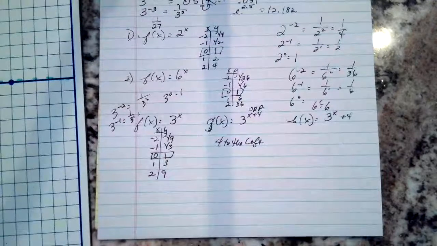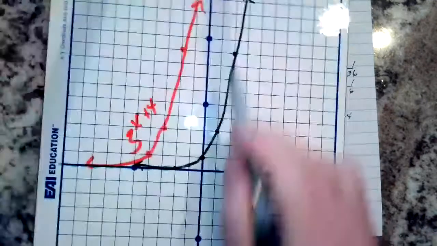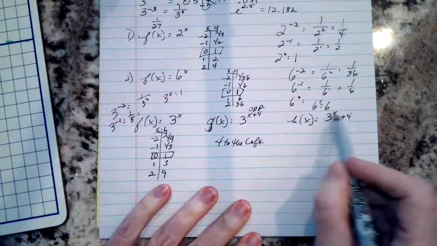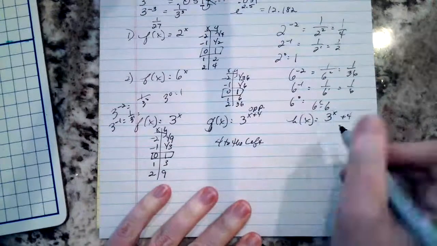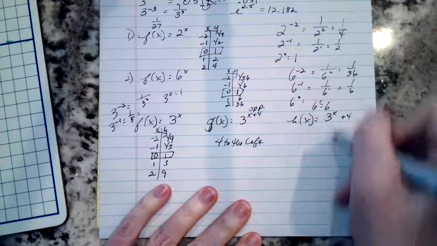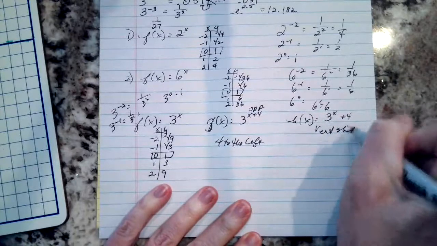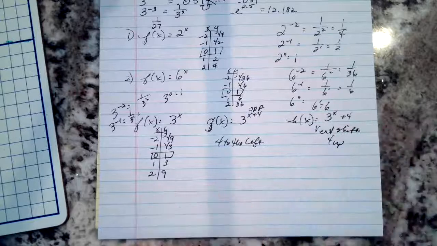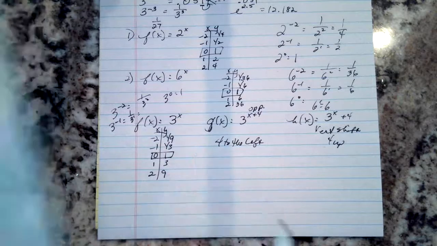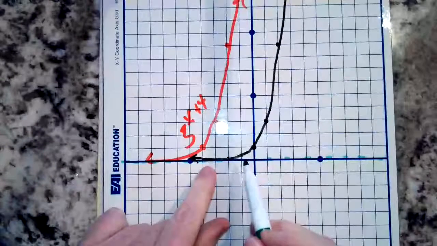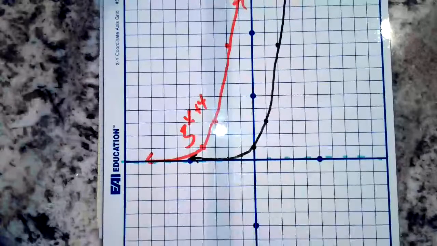H of x equals 3 to the x plus 4, starting with the basic graph, and then we're transforming it. This is away from the x function, so you know that that's going to be a vertical shift. So we're talking about a vertical shift here, and sure enough, 4 up. So let's take our original 3 to the x, that's the black graph here, and we're going to move every one of these points up 4.